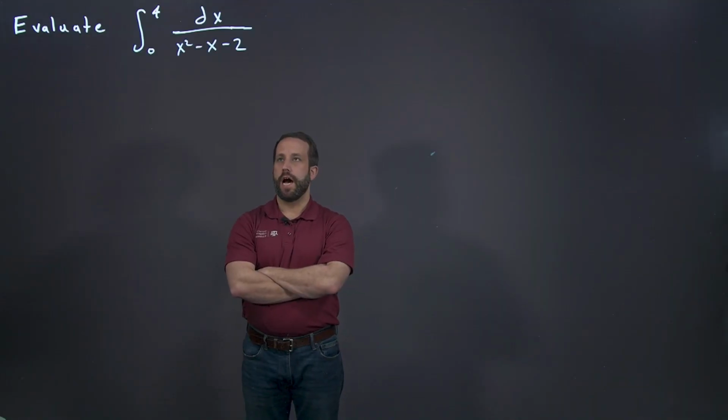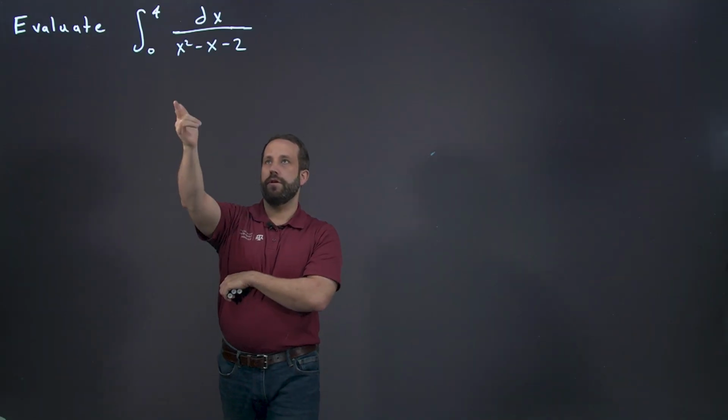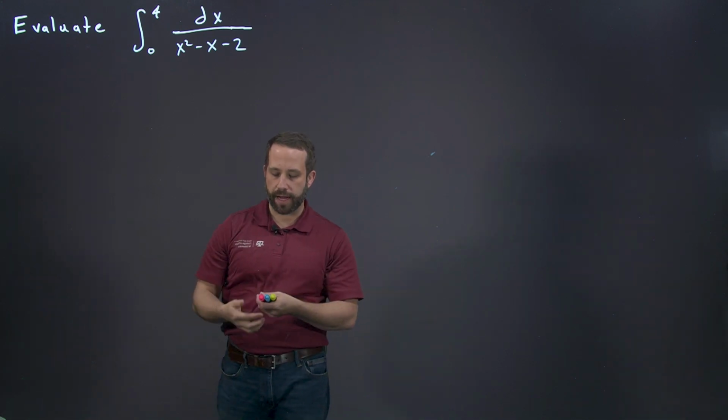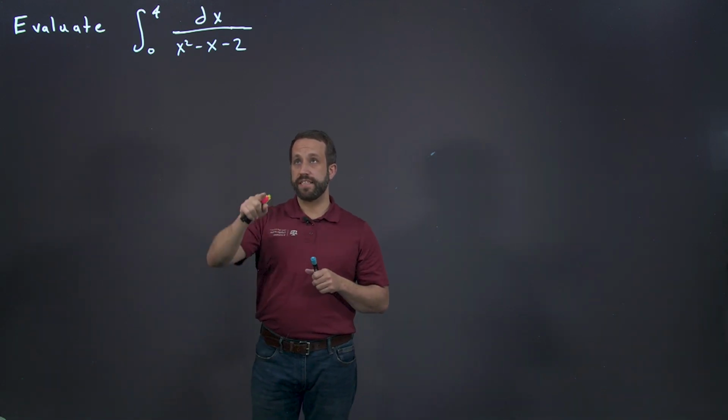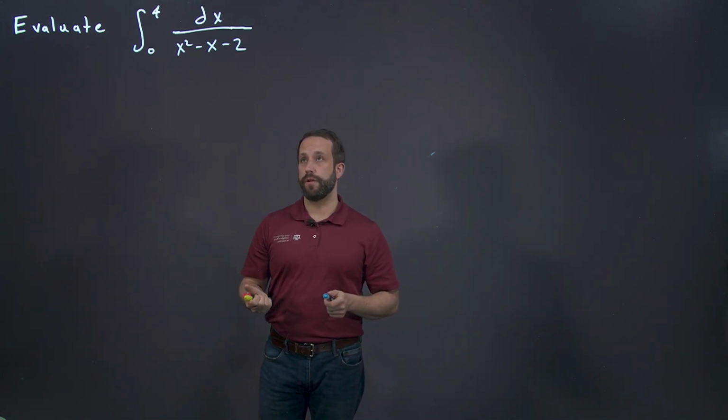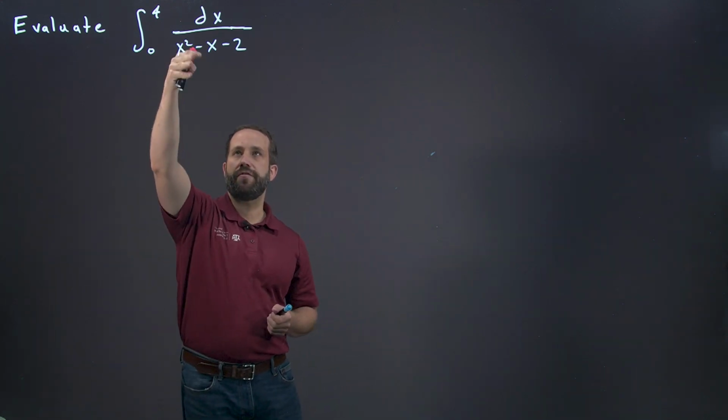Okay, so let's look at this. It's clearly not a type 1 improper integral because we're integrating over a finite interval here. So let's see if it's a type 2 improper integral. In other words, let's see if we have an asymptote.